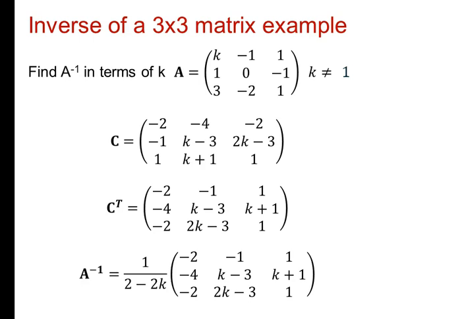Your next step is to find the cofactor for each element, again using k. So the matrix C written here is the cofactor matrix. This is then transposed to be CT, and finally we write the inverse a to the minus 1 by dividing CT by the determinant.